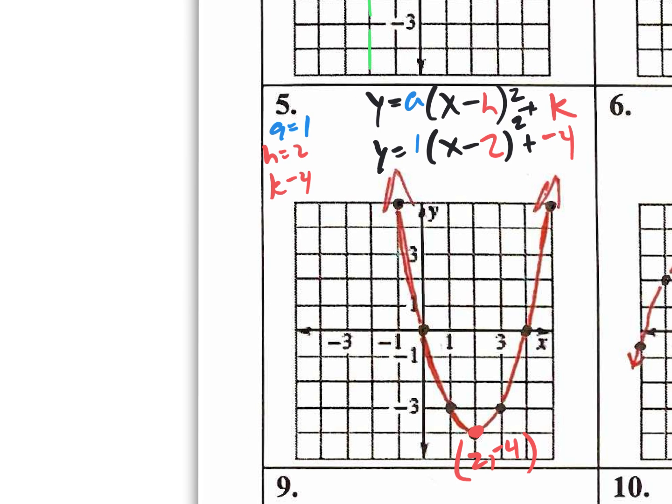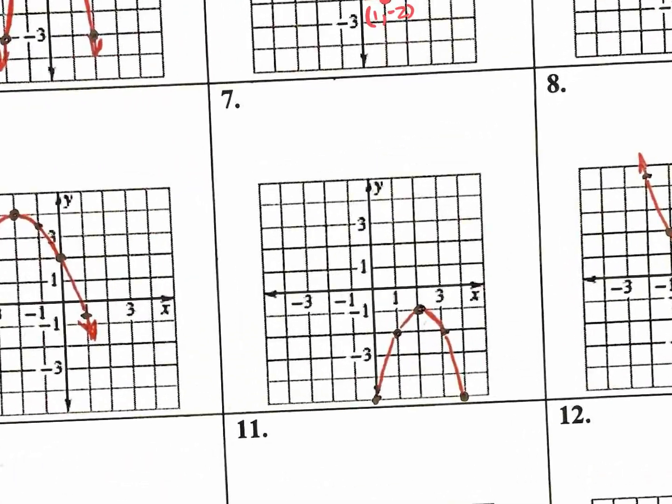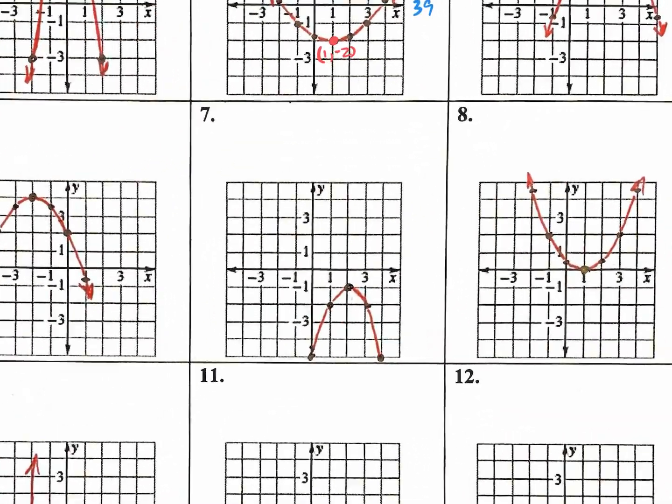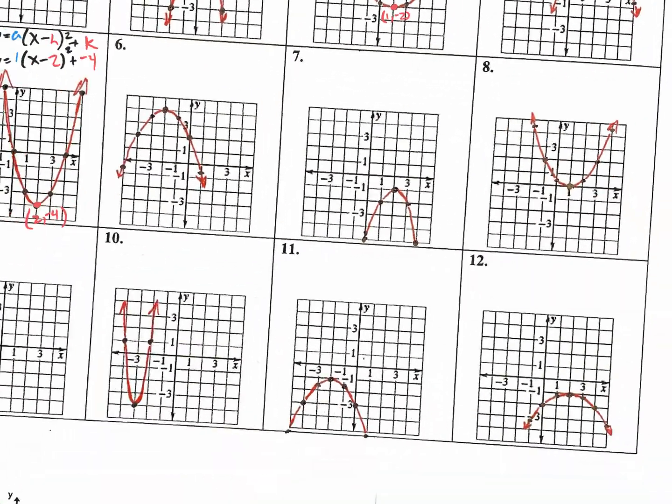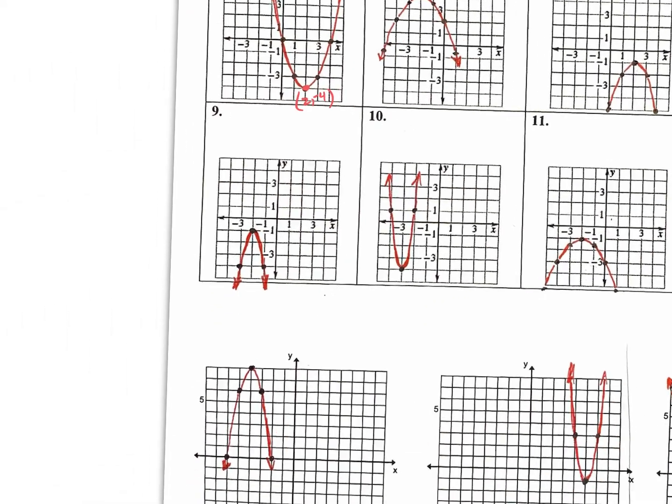The axis of symmetry is x equals 2. And the range is y is greater than or equal to that y value of -4. Or the k value of -4. 7's too easy. That's just a -1 for the a value. 8, we already did something like, well, let's do 8.